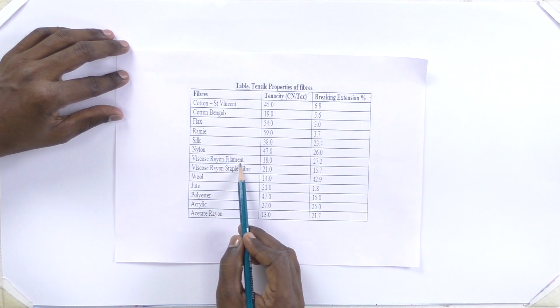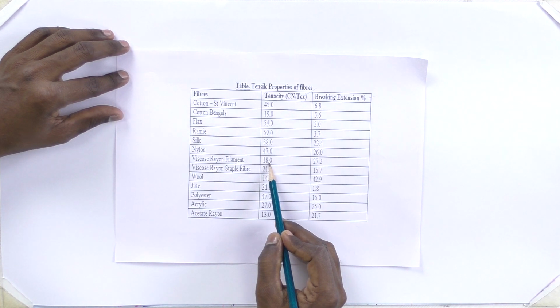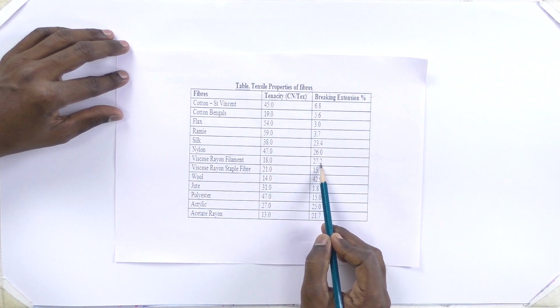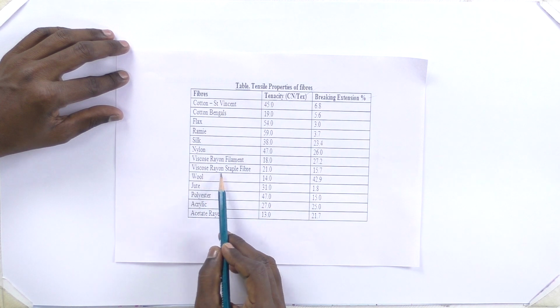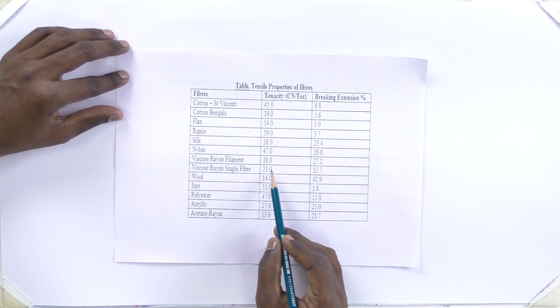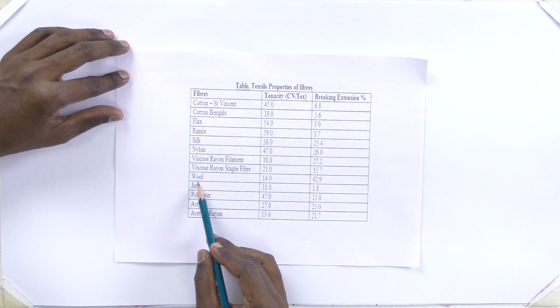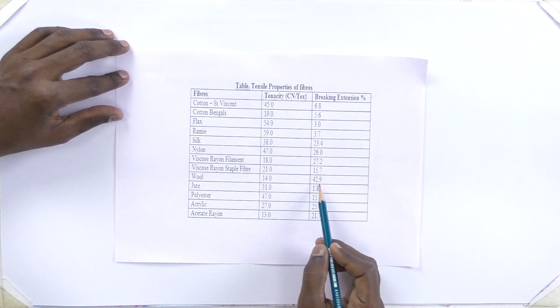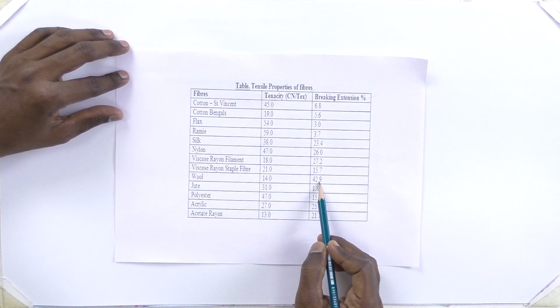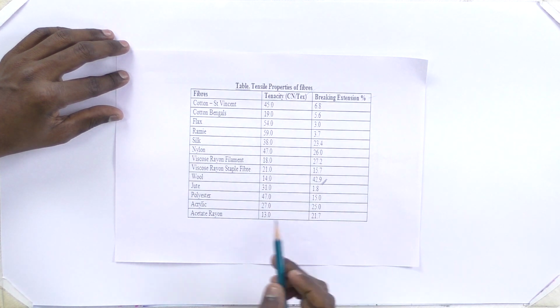Viscose rayon in filament condition. We know what a filament is: a continuous length of yarn. Indefinite length of yarn is called filament. So, viscose rayon filament has 18 tenacity and 27.2% breaking extension. Viscose rayon staple fiber, a limited length of fiber is called staple fiber, has 21 tenacity and 15.7 breaking extension. Wool has 14 tenacity and 42.9 breaking extension. The breaking extension is higher for wool fiber.